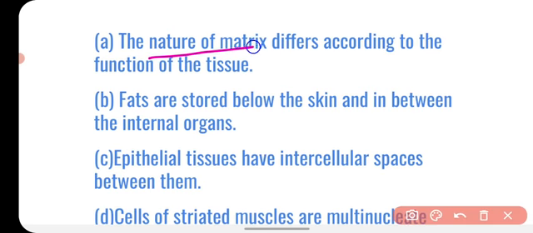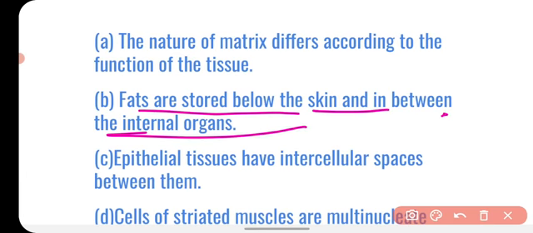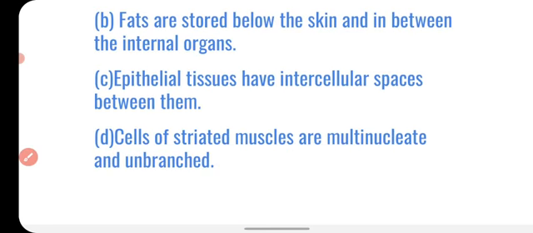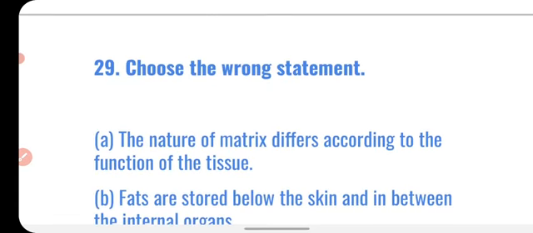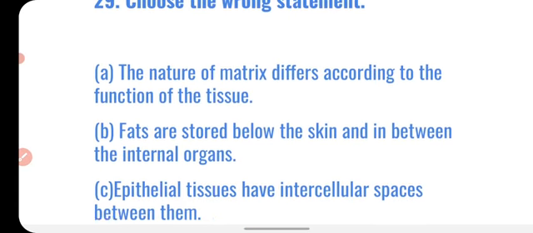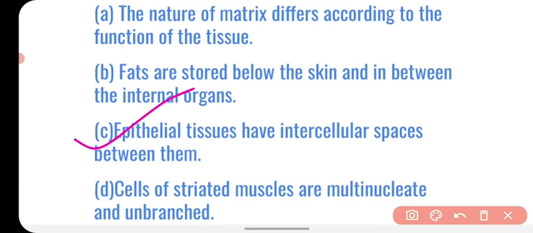The nature of matrix differs according to the function of the tissue. As the function of the tissue, likewise the matrix. Fats are stored below the skin and between the internal organs. This is correct. And cells of striated muscles are multinucleated and unbranched. This is also correct. Here it is asking to choose the wrong statement, so the wrong statement is option C.